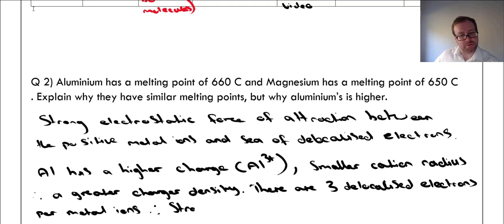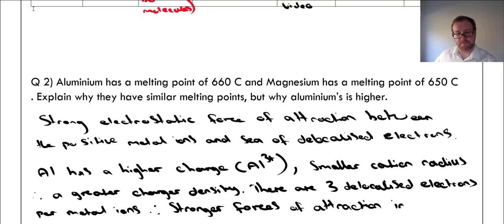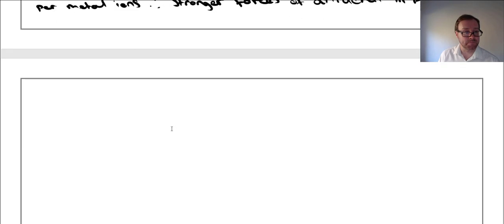Therefore, stronger forces of attraction in aluminium compared to magnesium. Okay, so if you're unsure about this, if you go back up, you will see this example for magnesium and sodium. It's exactly the same thing, however we're using aluminium and magnesium in this example.